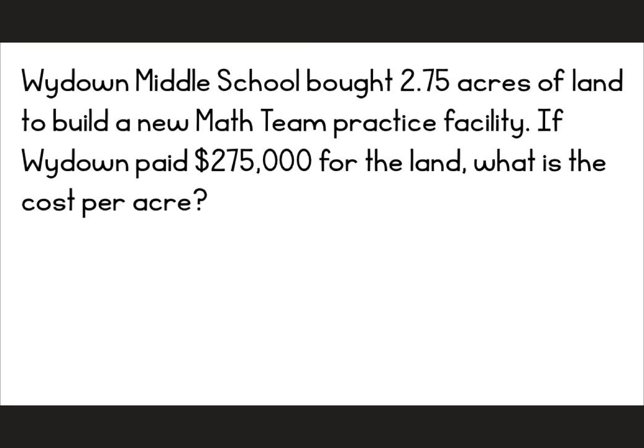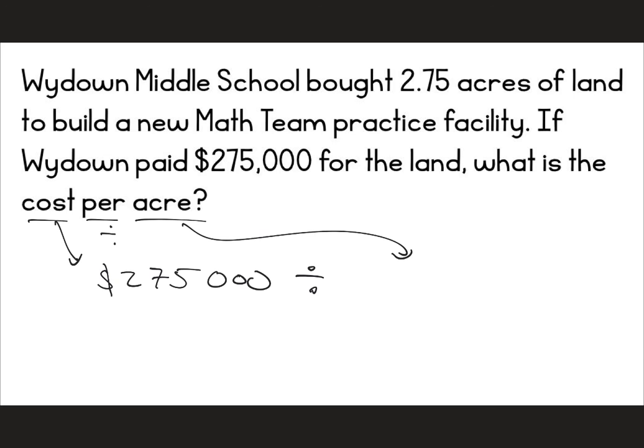Okay, Wydown Middle School bought 2.75 acres of land to build a new math team practice facility. If Wydown paid $275,000 for the land, what is the cost per acre? How are we going to do that, Libby? $275,000 divided by 2.75. We do the cost, $275,000. Per means divide. And then the acres is 2.75 acres. And you should always write your units with rates. So she has typed that into the calculator, $275,000 divided by 2.75.